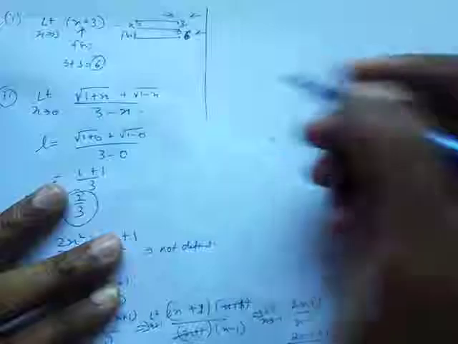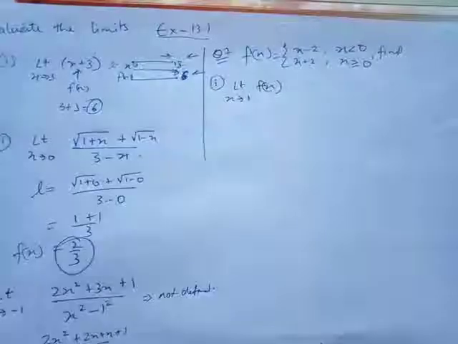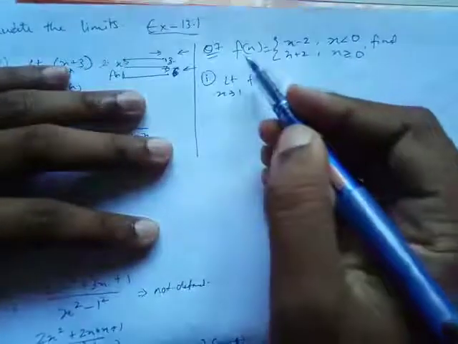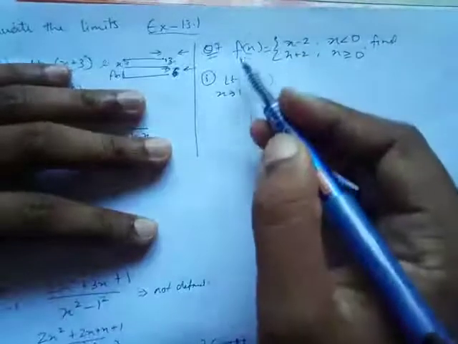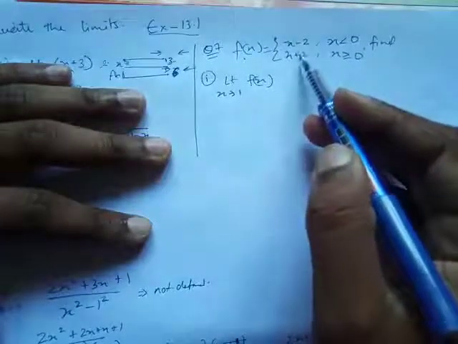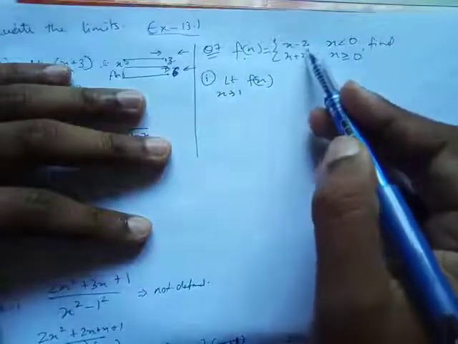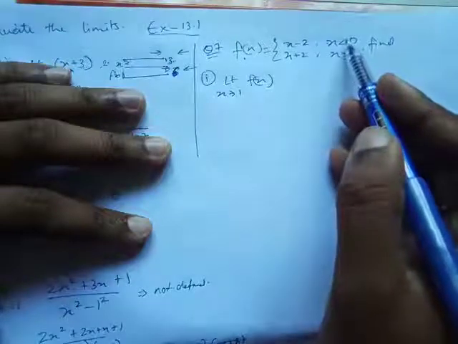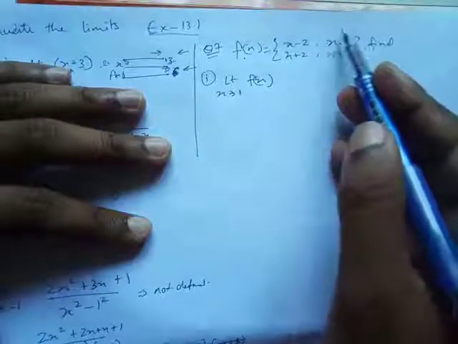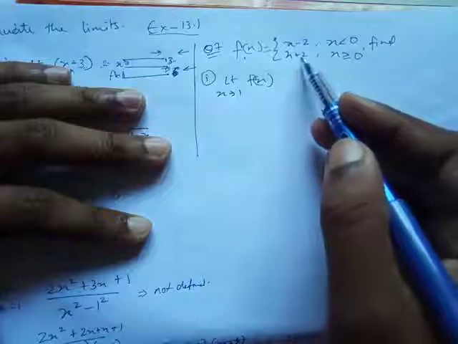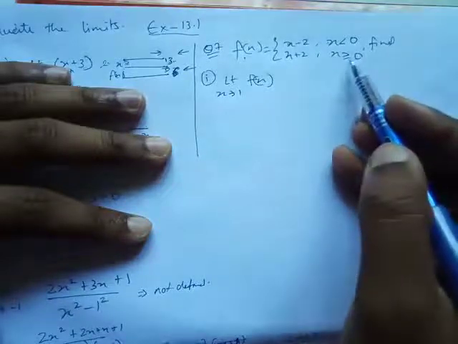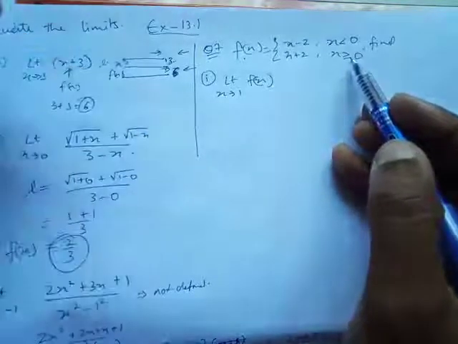Okay, let's have a look at question number 7, the first part. There is no limit given in the question. It says the function is x minus 2 or x plus 2. ये x minus 2 कब इस्तेमाल करना है? When x is less than 0, that is -1, -2, -3. And x plus 2 कब इस्तेमाल करना है? When x is greater than or equal to 0, like 0, 1, 2, 3, 4.